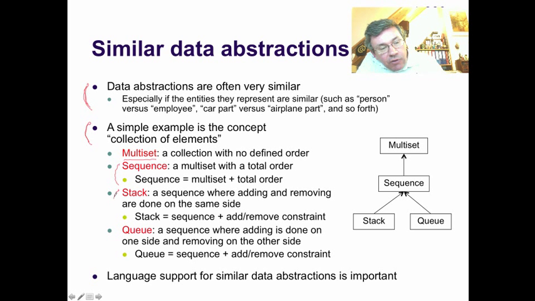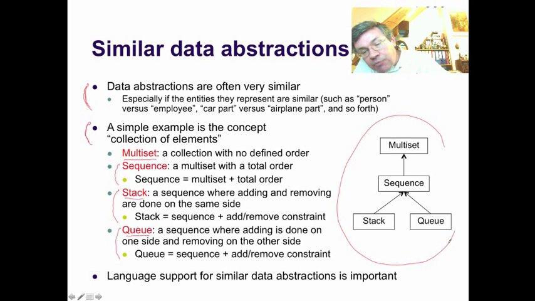I can add another constraint on how elements are added and removed. I can add on one side and remove on the same side, and that turns it into a stack. Or I can add on one side and remove always on the other side. That turns it into a queue. This gives me 4 data abstractions that are related according to the diagram here. Now, it's important that the language support this.